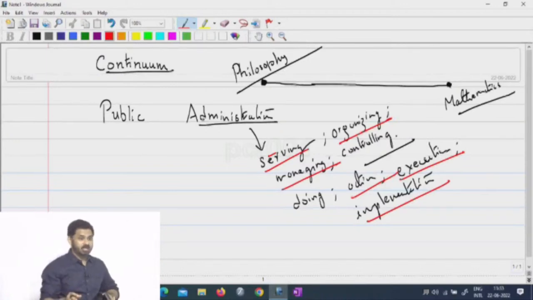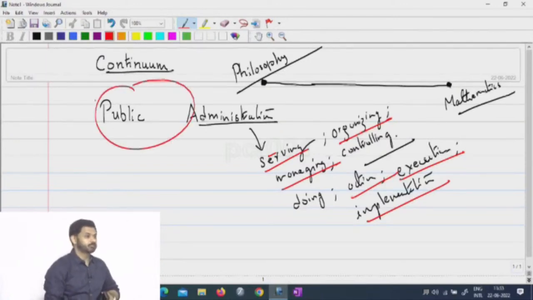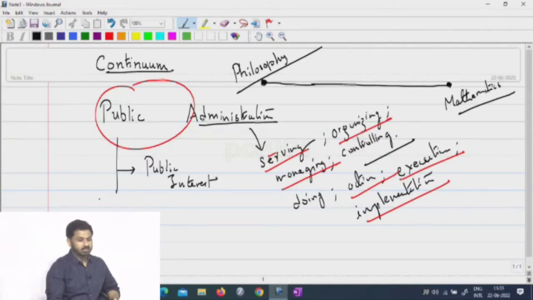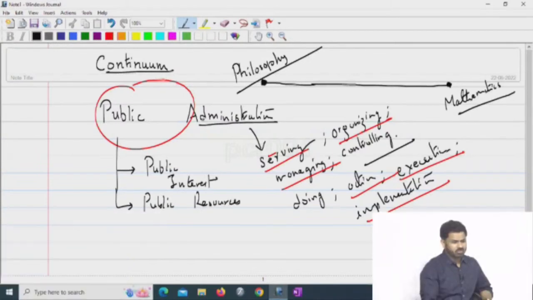Now the question is about the word public. Public administration would mean what? Administration which is happening for public welfare or for public interest, and also through public resources. Are we getting it? So two things are there in public. When you talk about public, it means that it is working for public interest, right? And the second thing is that it is using public resources. What do you mean by public resources?